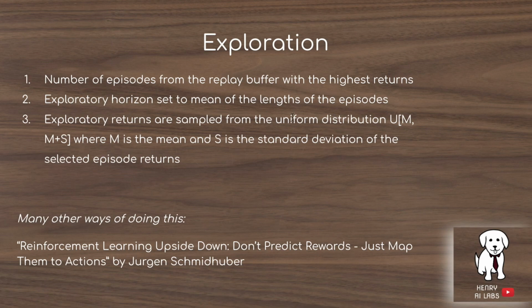So say it's like 8, 7, 6. You're going to have this kind of adding 1 to the mean of it. So it'd be trying to get 8 or 7 in that case. So there's many other ways that they describe of doing exploration in a different paper that is on the same topic but written just by Jürgen Schmidhuber, Reinforcement Learning Upside Down: Don't Predict Rewards, Just Map Them to Actions.